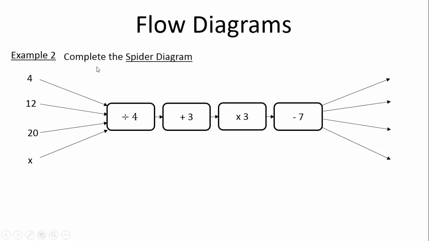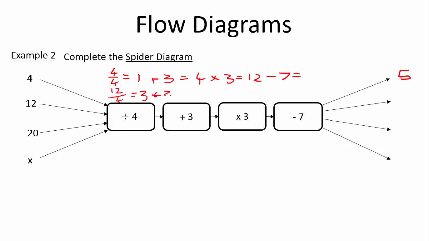Completing the spider diagram. We now have, this is our last example, divided by 4 plus 3 times 3 minus 7. So 4 divided by 4 is equal to 1, plus 3 is equal to 4, times 3 is equal to 12, minus 7 is equal to 5. Okay, 12 divided by 4 is equal to 3, plus 3 is equal to 6, times 3 is equal to 18, minus 7 is equal to 11.